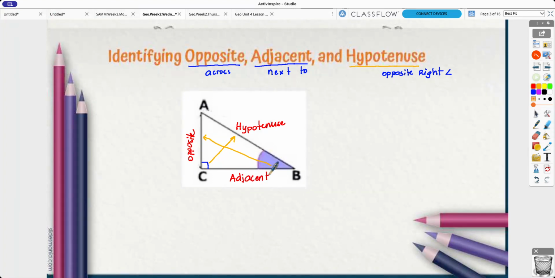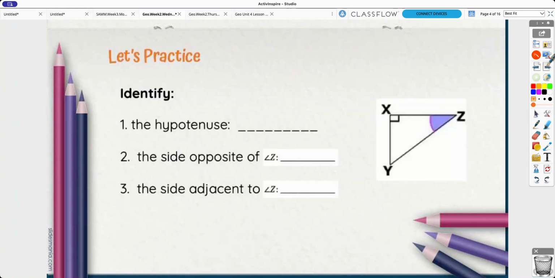Now, it is imperative, it's important that you know how to identify these three sides because you will be using this in trigonometric ratios. So let's have some more examples here. For this one, we are given triangle XYZ. The right angle is X. So across from X, we have YZ. So YZ is the hypotenuse.